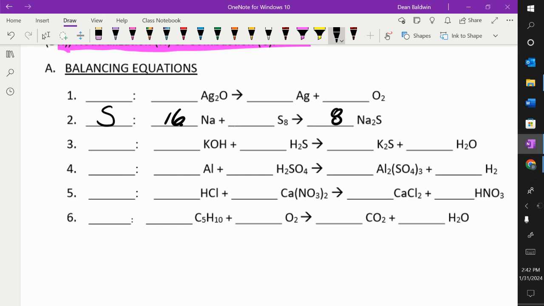Okay? Let's look at the top one. We have one compound, molecule, element, or not element, breaking apart into two things. It's the reverse of a synthesis reaction. It's a decomposition reaction. How do I balance this? Two times the silver.